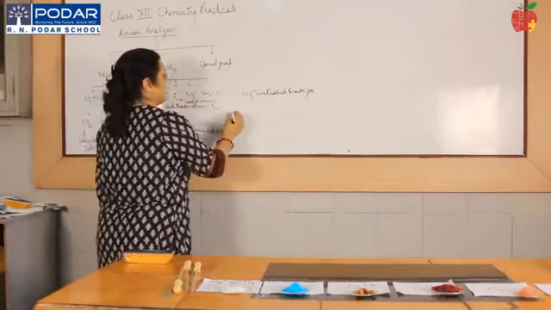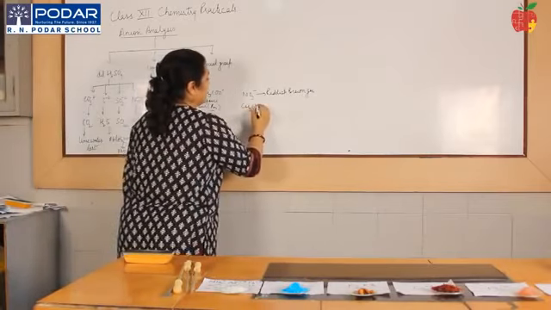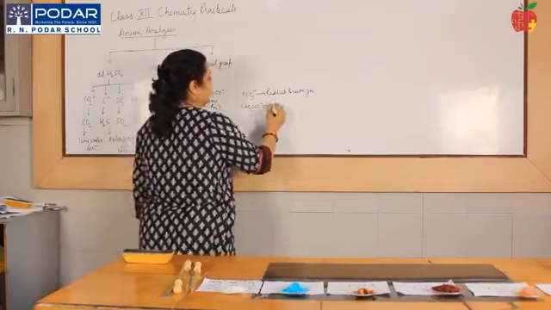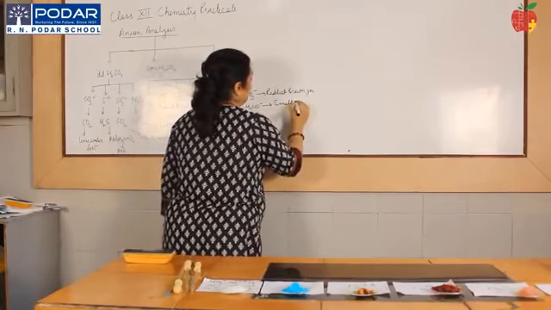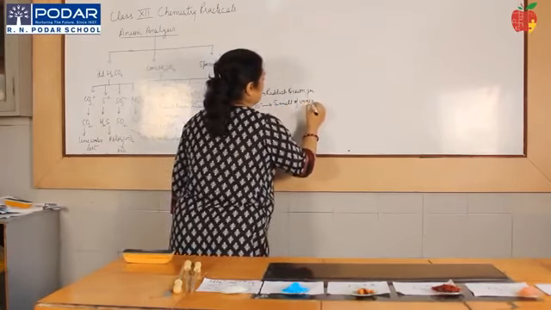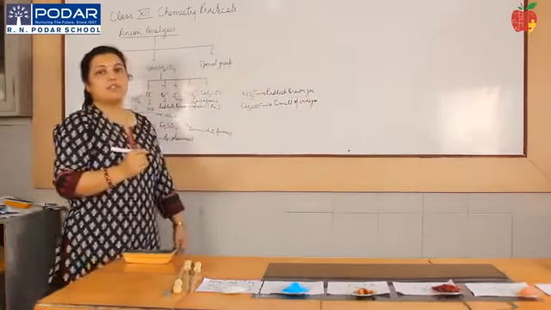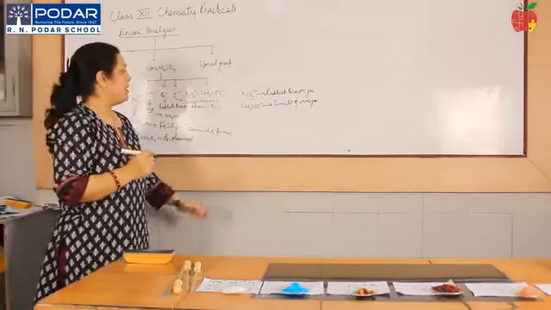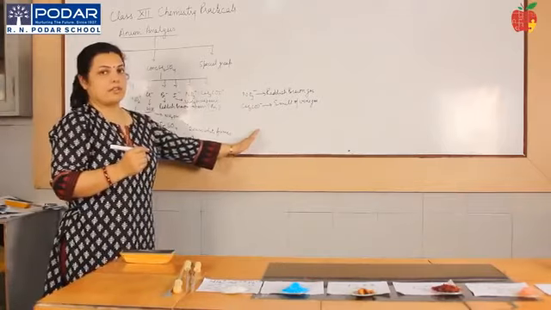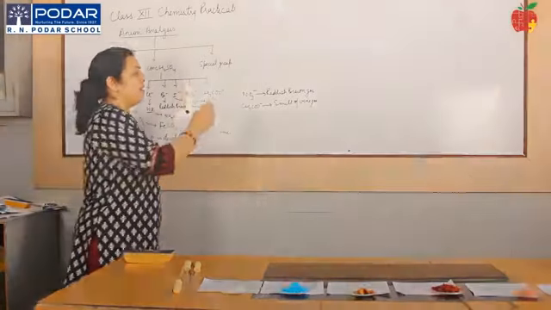Okay, and in the case of acetate, you will have a smell of vinegar. A gas is evolved, this is nothing but your acetic acid vapors, which is giving you the smell of vinegar. So any such observation will indicate the respective anion.